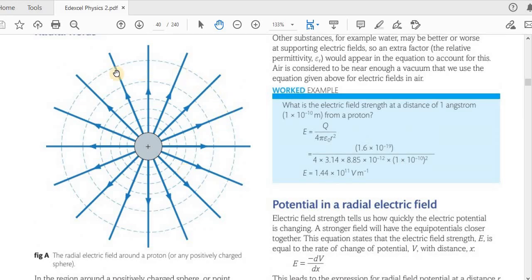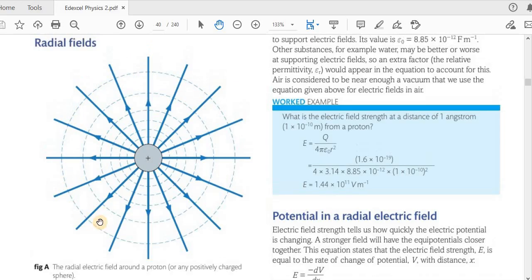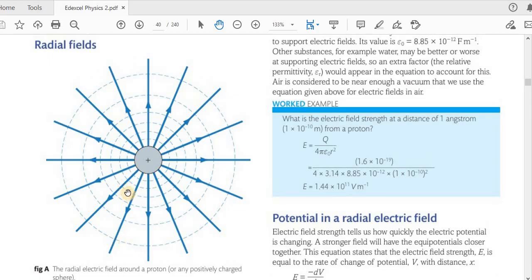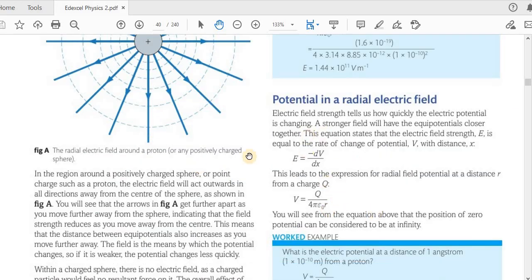By the way, remember what an equipotential line or equipotential surface is. That is a surface or line where the potential will be the same. For example, if it is 5 volts here, if you go anywhere along this circle, that will be 5 volts. In this other circle it will be a different value. Here you can see minus dV over dx, this leads to the expression for radial field potential at a distance r from a charge q to be this.